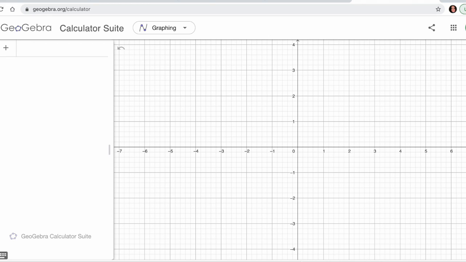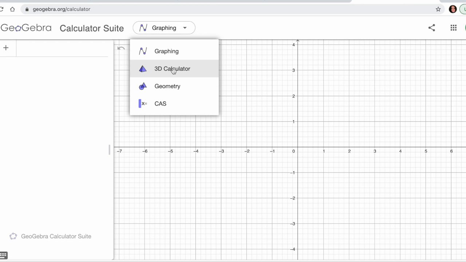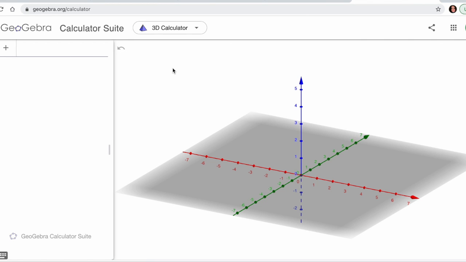So since we're going to be doing a 3D graph, I want to make sure I change my graphing mode to 3D. That's always the first step. Then I'm going to define my function. It's going to be defined in 2 dimensions, so it's going to show up on the green and the red axes, flat on that plane.